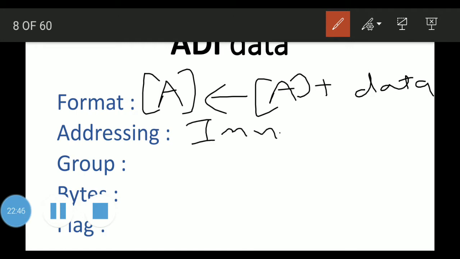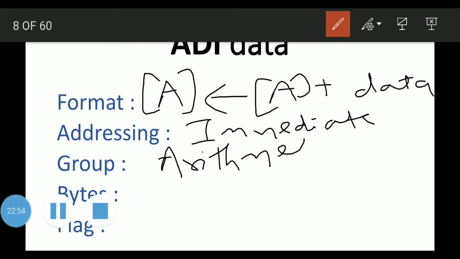Now which group is it? It is the arithmetic group. How many bytes is it? It is a 2-byte instruction.